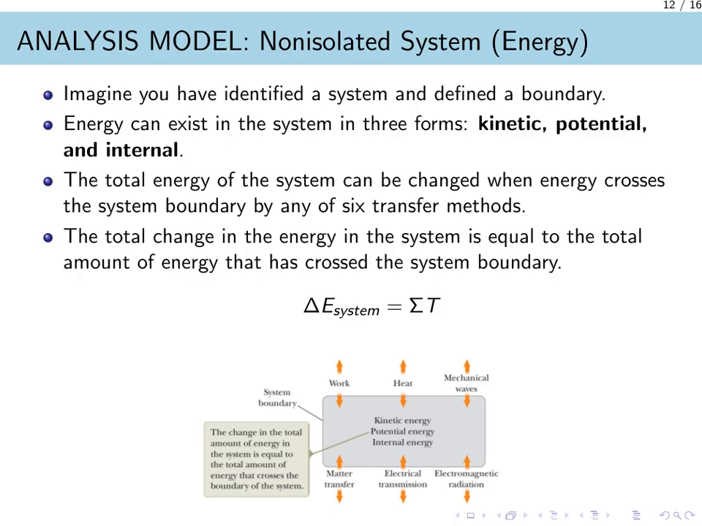This slide provides a summary of the complete analysis model for a non-isolated system. The model is a procedure for tracking energy. First, you identify the system you want to analyze, and define a clear boundary around it. Inside this system, energy can be stored in three primary forms: kinetic, potential, and internal energy. The total amount of this stored energy can change only if energy crosses the system boundary.